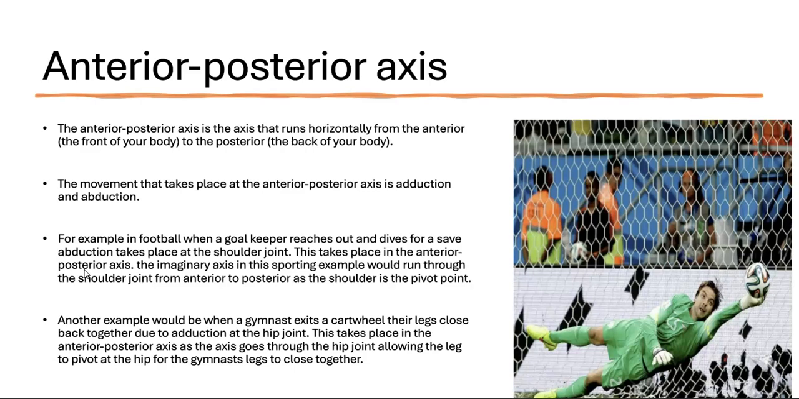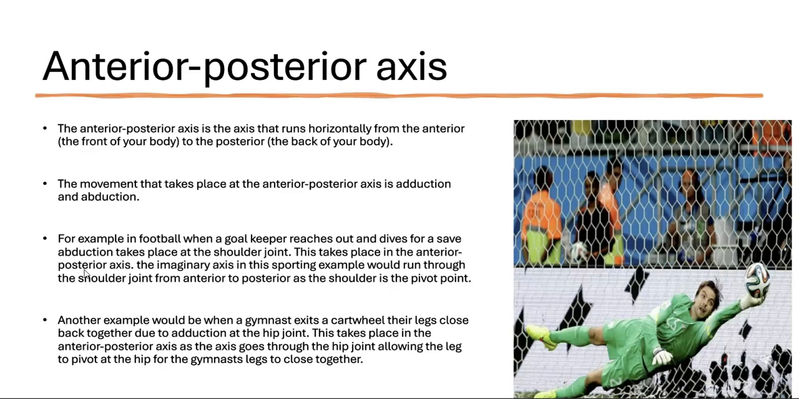Anterior-posterior axis. The anterior-posterior axis is the axis that runs horizontally from the anterior, the front of your body, to the posterior, the back of your body. The movement that takes place on the anterior-posterior axis is adduction and abduction. For example, in football, when a goalkeeper reaches out and dives for a save, abduction takes place at the shoulder joint. This takes place in the anterior-posterior axis.